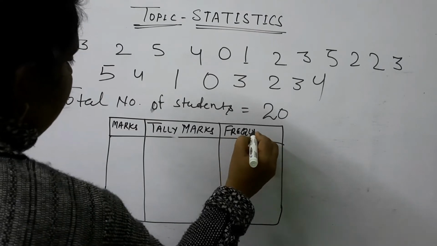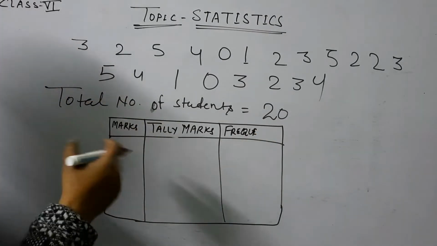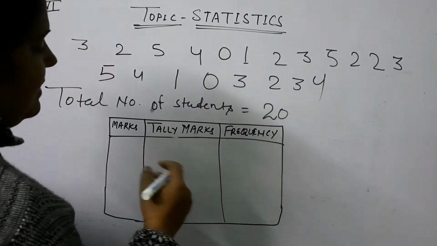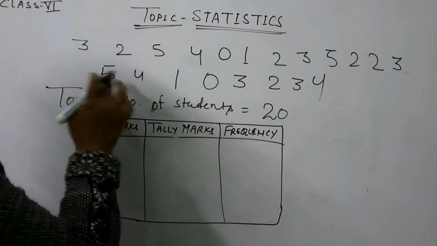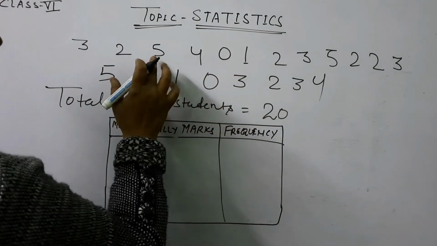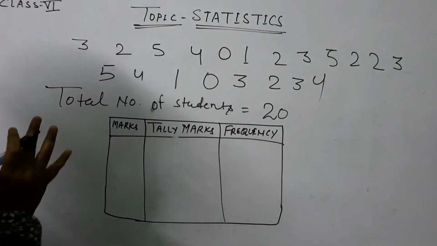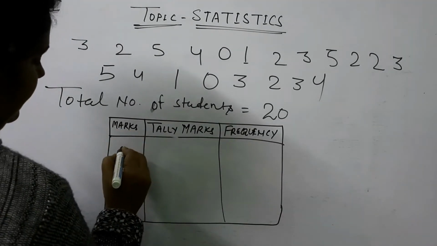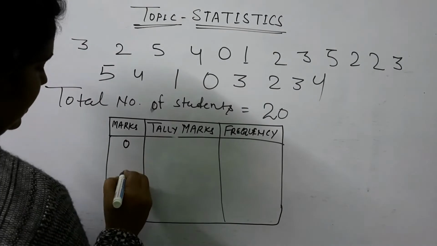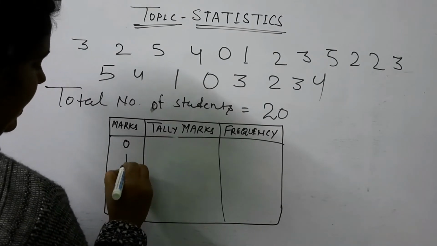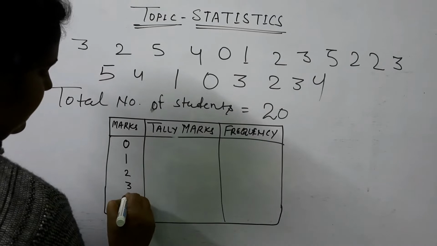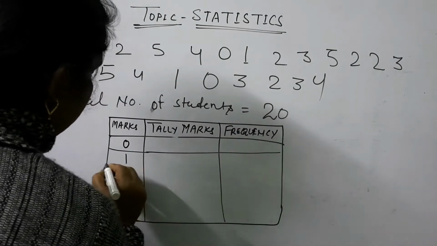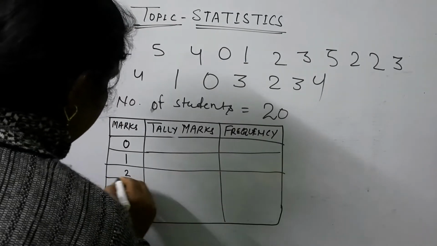Frequency, that means how many times it is repeated. That is called the frequency. How many times the number is repeated. Now see here, 1, 2, 3, 4, 5. Out of 5, the highest mark is 5. So we will start from 0 to 5: 0, 1, 2, 3, 4 and 5. If you want to draw this, you can also draw. Otherwise leave it and write directly.